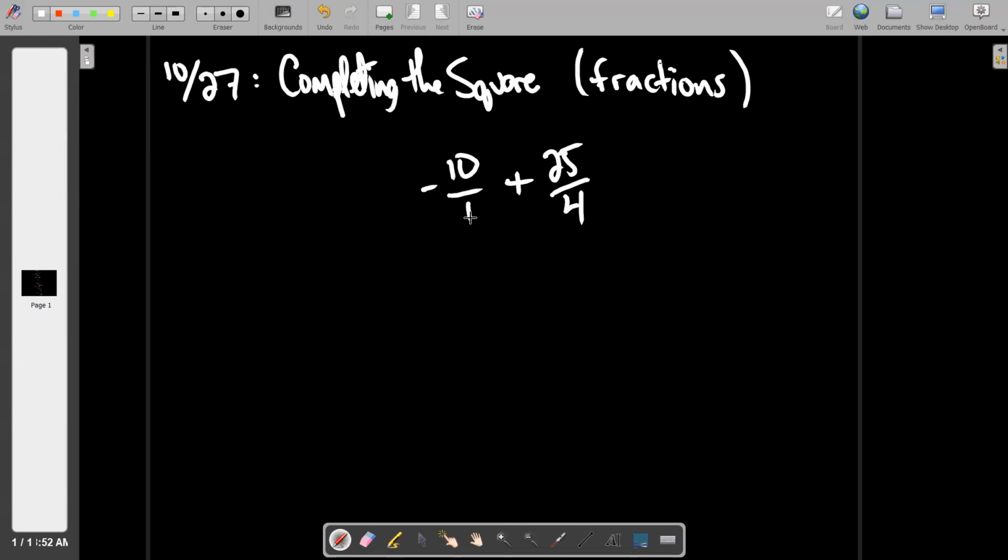You got to have the same denominator when you add fractions together. So what do I want to change -10/1 into? -40/4. Good. So then when I add those together, now that the bottoms are the same, I just simply combine the tops. And what's -40 plus 25?